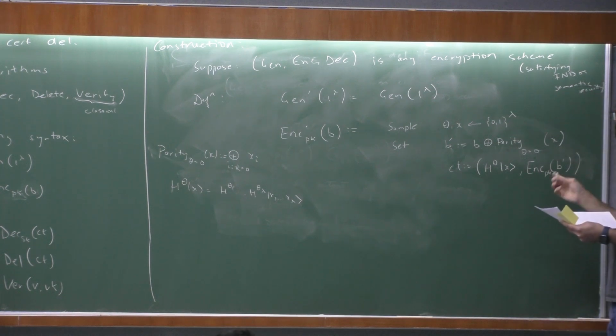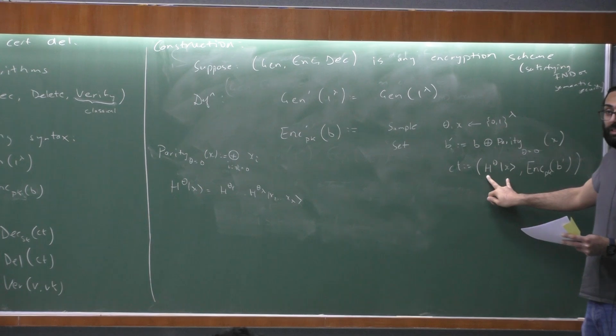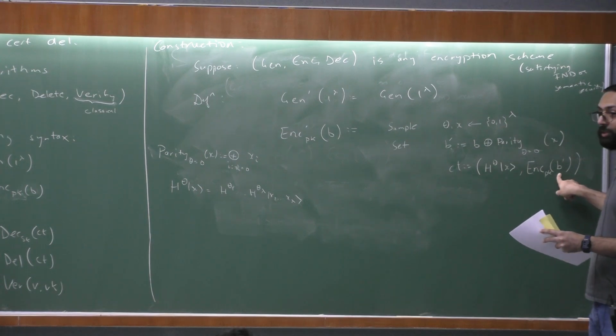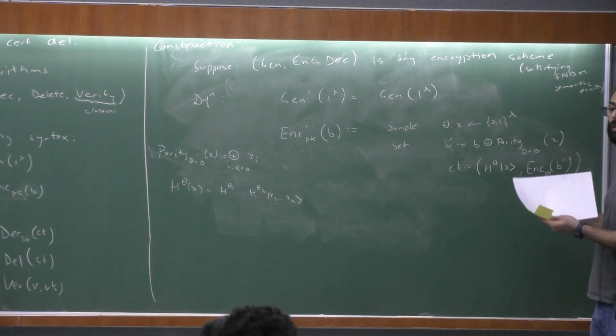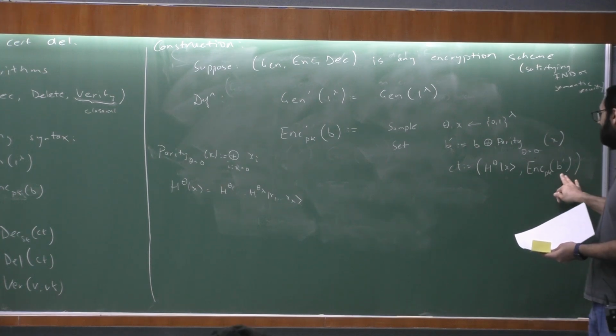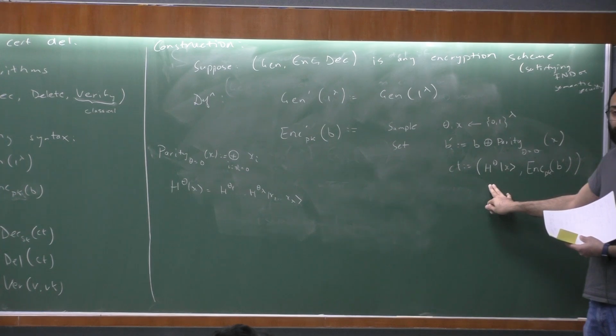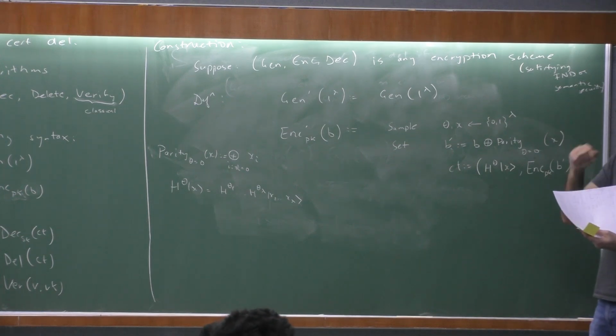Remember, in the secret sharing, one party was getting the quantum state and the other party was getting b prime. Now what we're doing is we're giving both of these to the same party, except that one message is encrypted and the other is in the clear. Does that make sense?